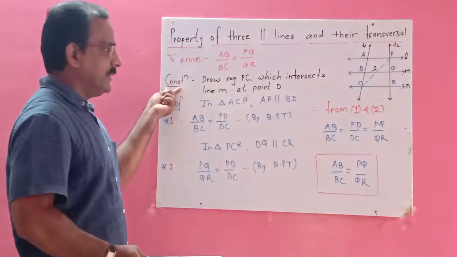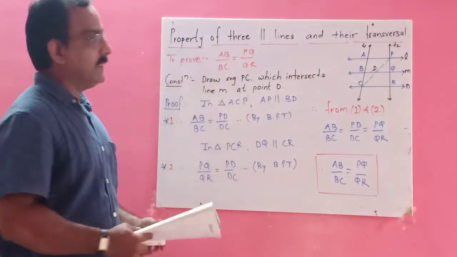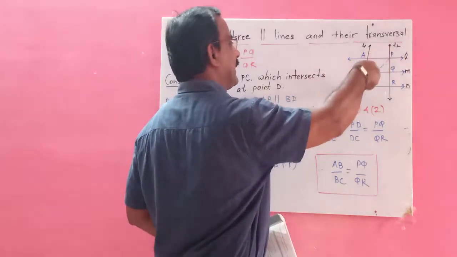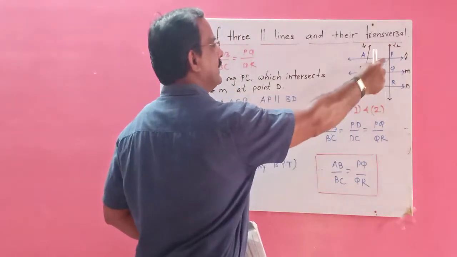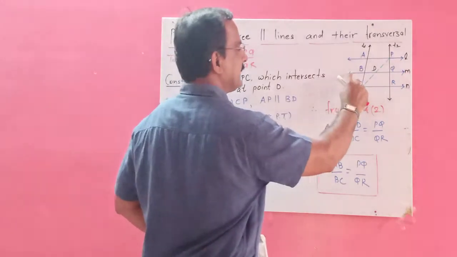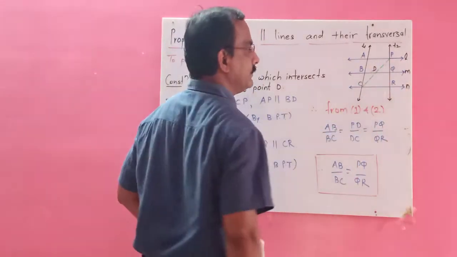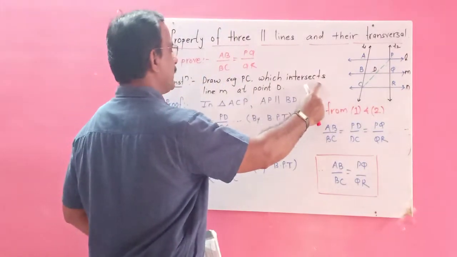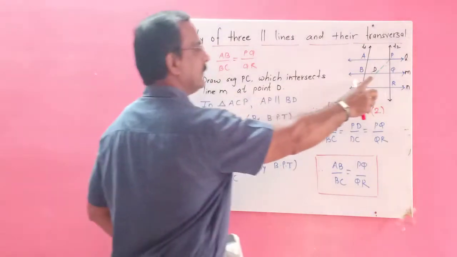Now construction, see how we prove this. Construction: draw a segment PC. You can see with the green marker I have drawn a dotted line. This is the construction. Draw a segment PC, and this segment PC intersects line M at point D. Okay.